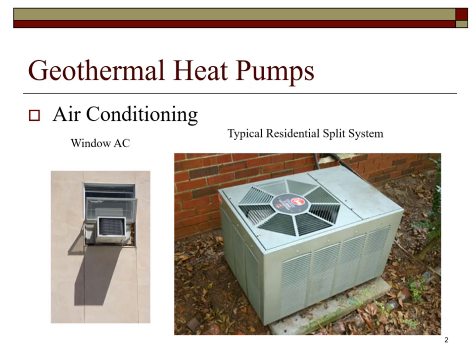This is a view of a window air conditioner and an outdoor unit compressor of a split system residential air conditioner. It is referred to as a split system because the system is split. The evaporator coil is inside and the condenser coil is outside. The evaporator coil is the coil that gets cold and cools the air, and the condensing coil is the coil that gets hot and rejects heat to the outdoors.